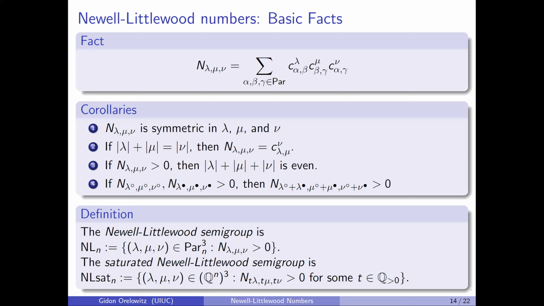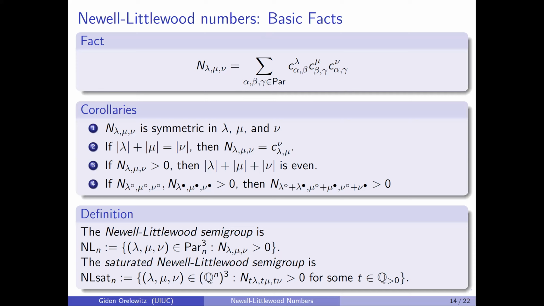We can define a Newell-Littlewood triple the same way that we defined a Littlewood-Richardson triple. And it turns out that for any Newell-Littlewood triple, by looking at this equation and doing a little bit of algebra, we can see that the sum of the sizes of lambda, mu, and nu is even, which seems inconsequential, but we're going to come back to that in just a second.